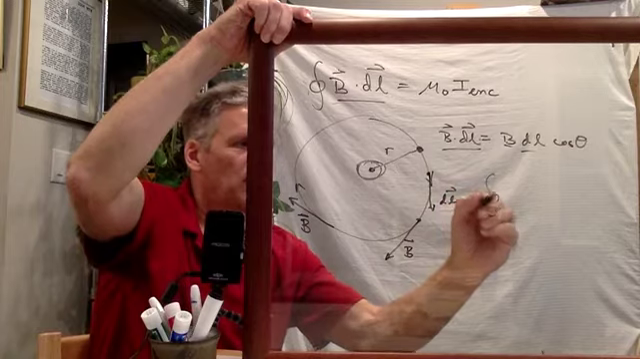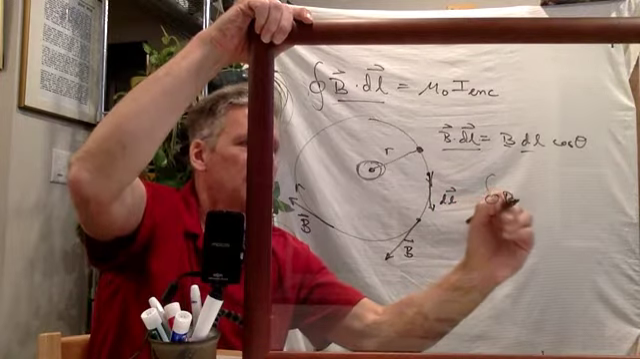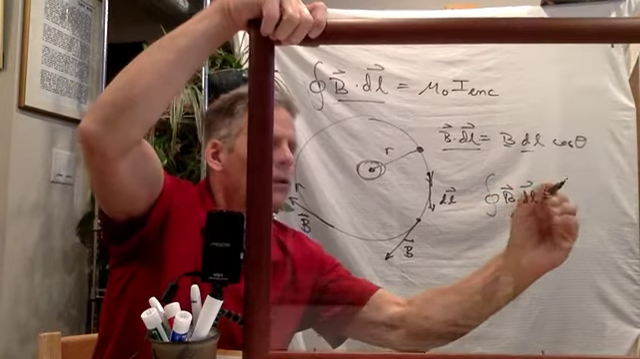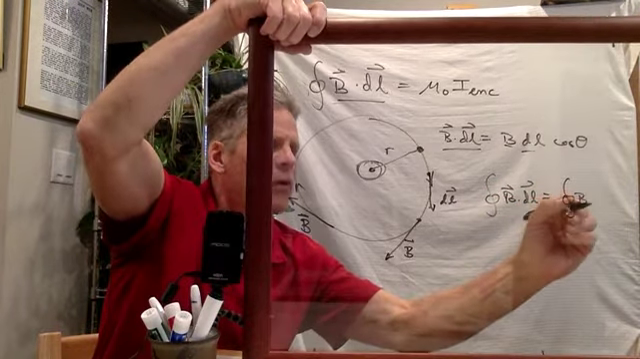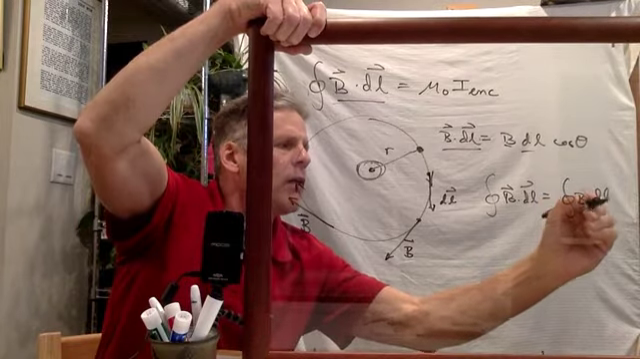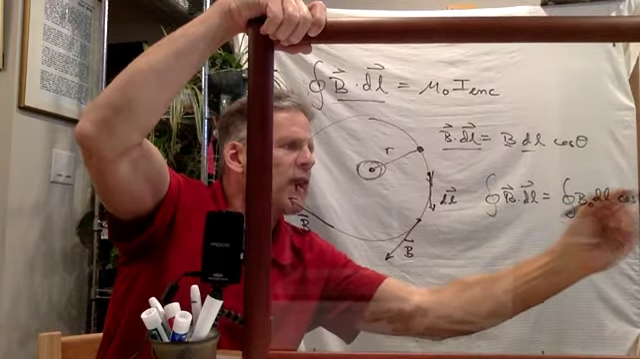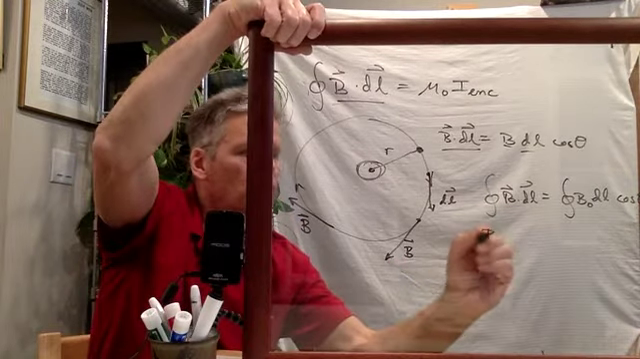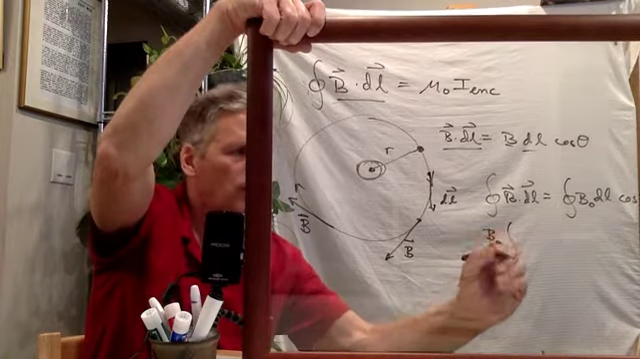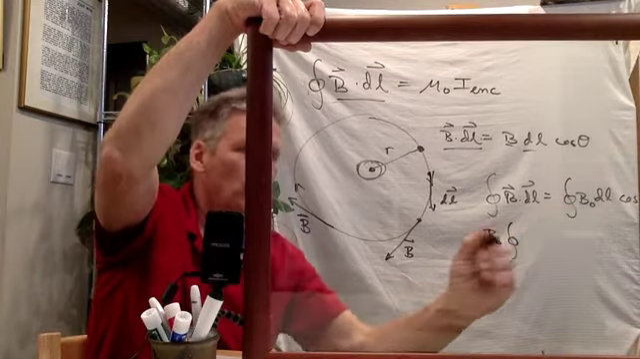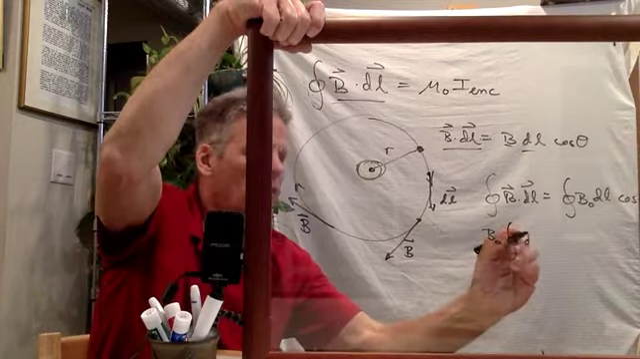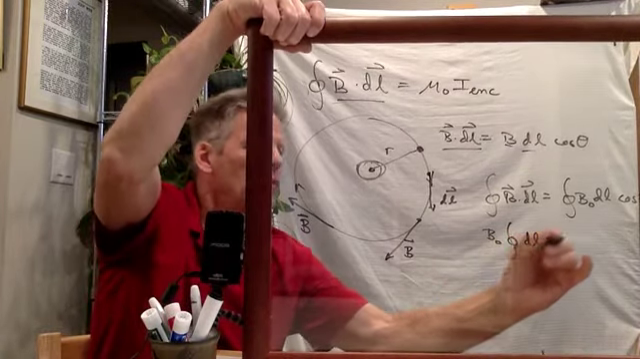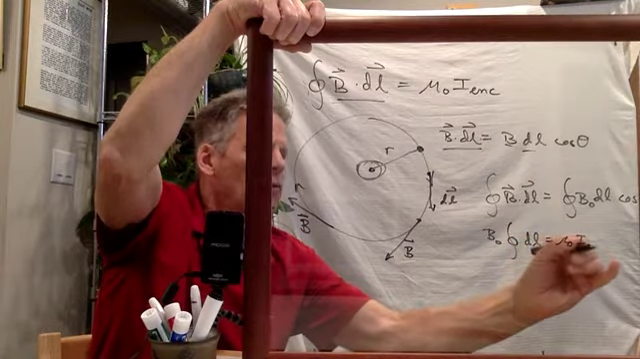So what we have is the closed loop integral of B dot dl. I'm going to write this out explicitly. Let's say it's equal to B0 dl, and we toss the cosine theta in here. But now we're going to take advantage of what we just talked about. This B0 does not change over this line integral, and the cosine theta is equal to 1, so we can ignore it. So all we have is dl. So B0 dl equals mu zero I enclosed.